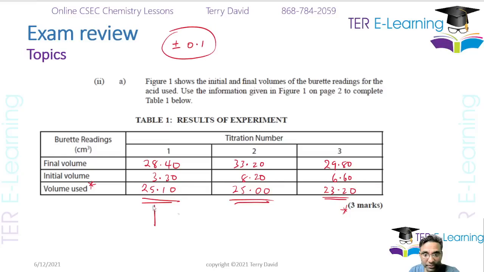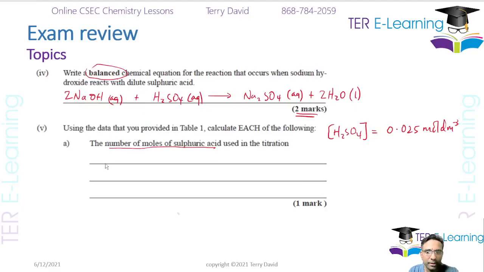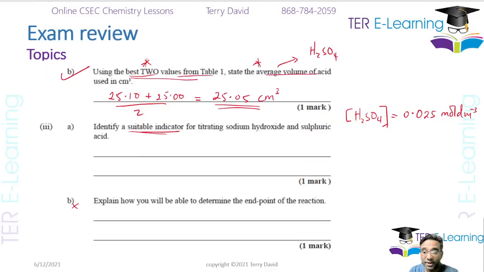You see all of these things that you're working out here. This is the volume of my acid. But when you do the titration, they usually ask you for the average volume. So this is what I'm going to be using in my calculation, that 25.05. So what we're going to say, look, the concentration is going to be 1000 cm cube of the sulfuric acid contains 0.025 moles, right?